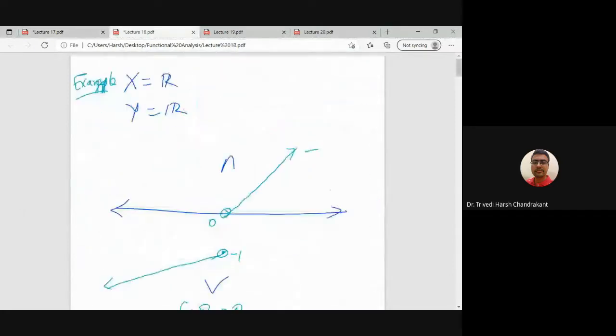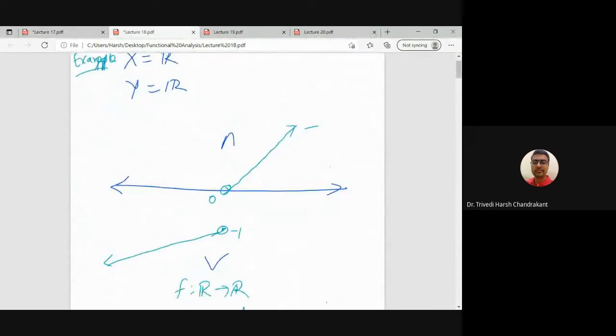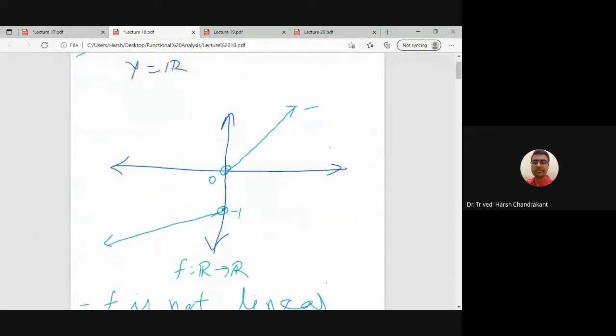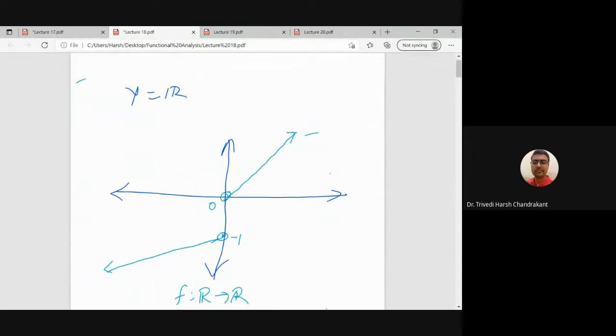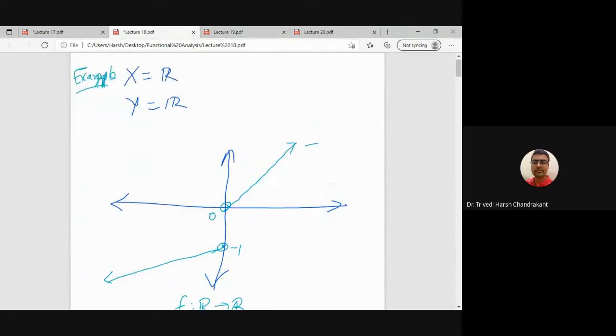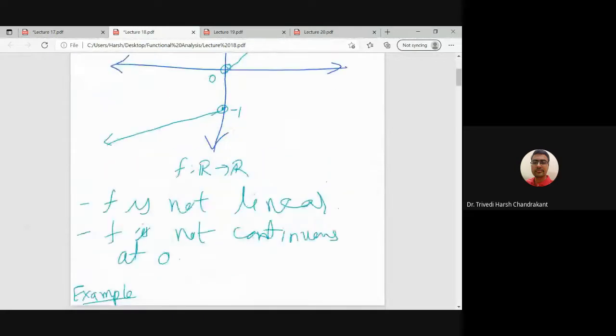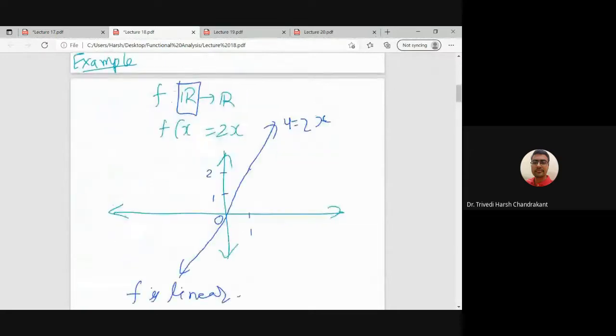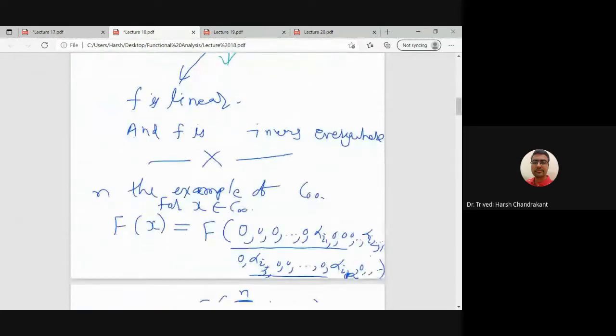Okay. And then we discussed some examples to discuss this theorem essentially, that whenever we have a function which is from R to R, that means from a normed space to a normed space, if it is not linear, it is not continuous at zero. And whenever we take a linear function, it is always continuous at zero. That is the example. And okay, what next?